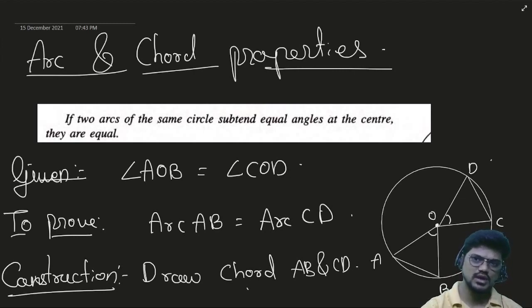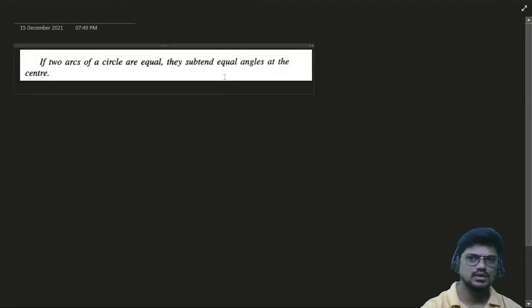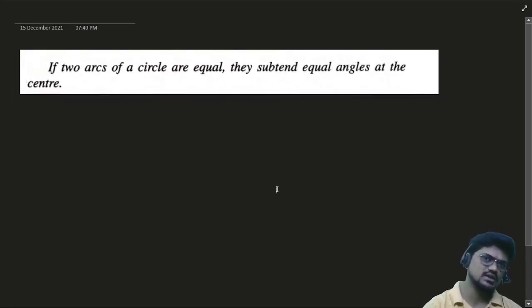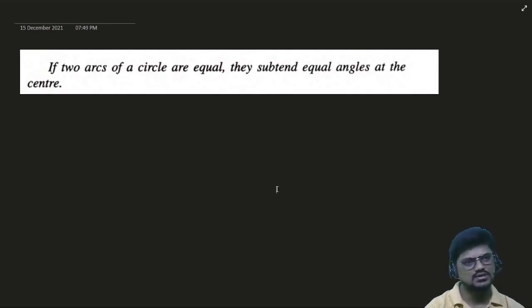The next theorem which you have is this: if two arcs of a circle are equal, then they subtend equal angles at the center. Now it is the same thing you have to prove. Over here the arcs are equal and then you have to prove that the angles are equal. You will have to apply the SSS test of congruency in this.